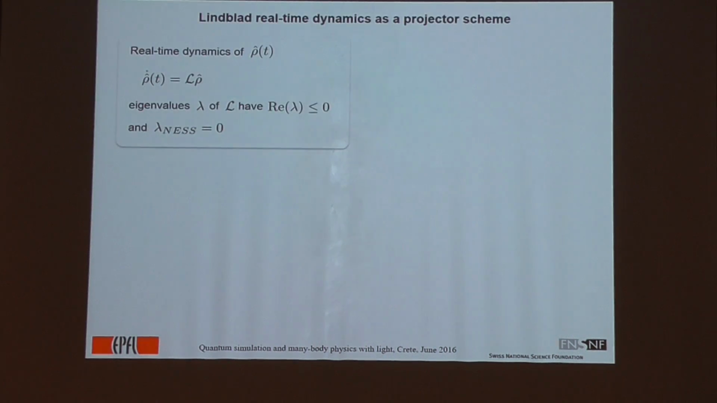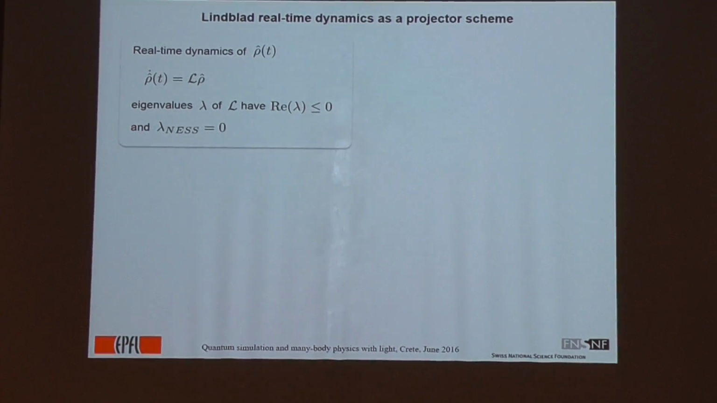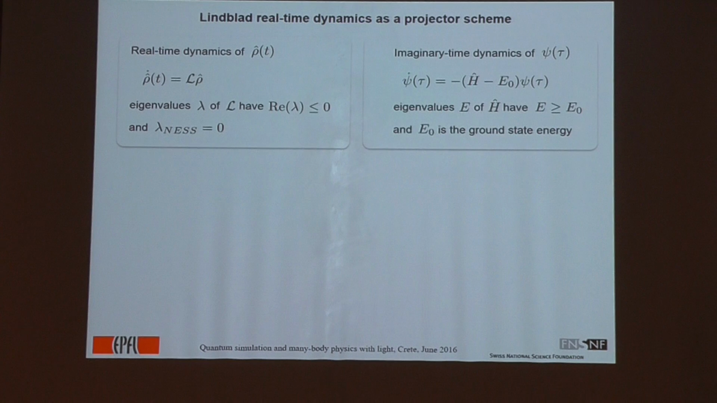So here's my idea. The real-time dynamics, again, is given by this equation, and the eigenvalues of L all have the real part smaller than zero, so that all the excited eigenstate components decay, and in the long time limit, you end up just with a zero eigenvalue, which should be the non-equilibrium steady state. And this bears a strong analogy with the problem of finding the ground state of a Schrödinger equation, a Hamiltonian problem, by using imaginary time dynamics.